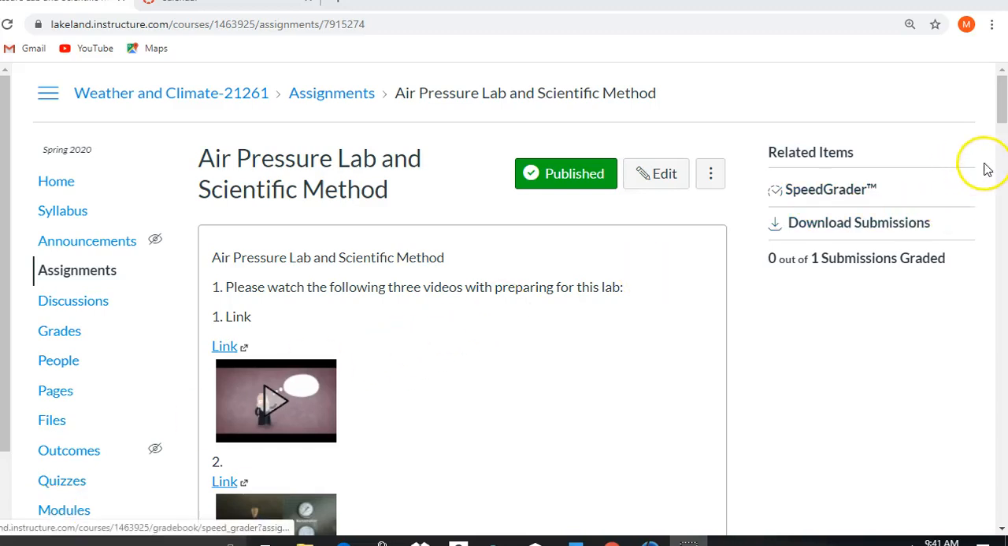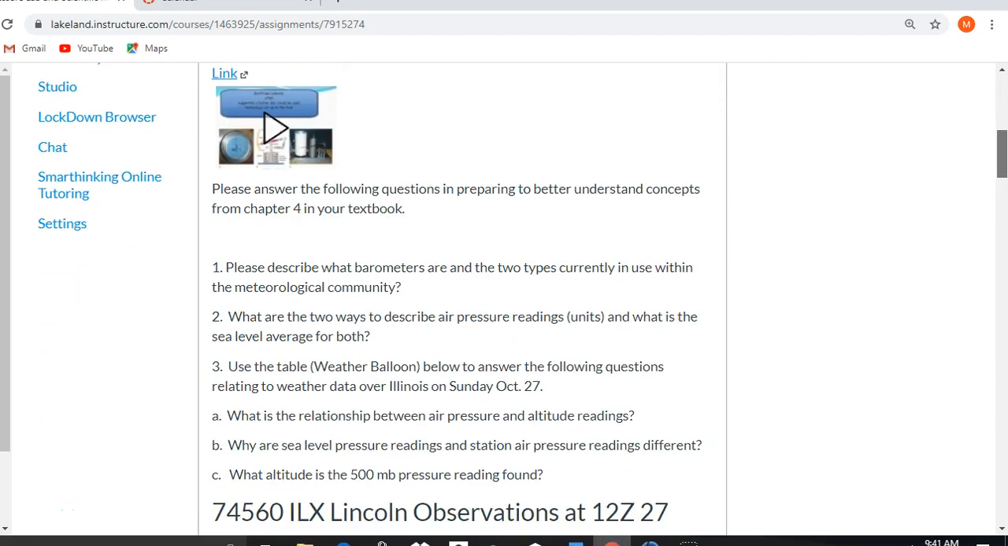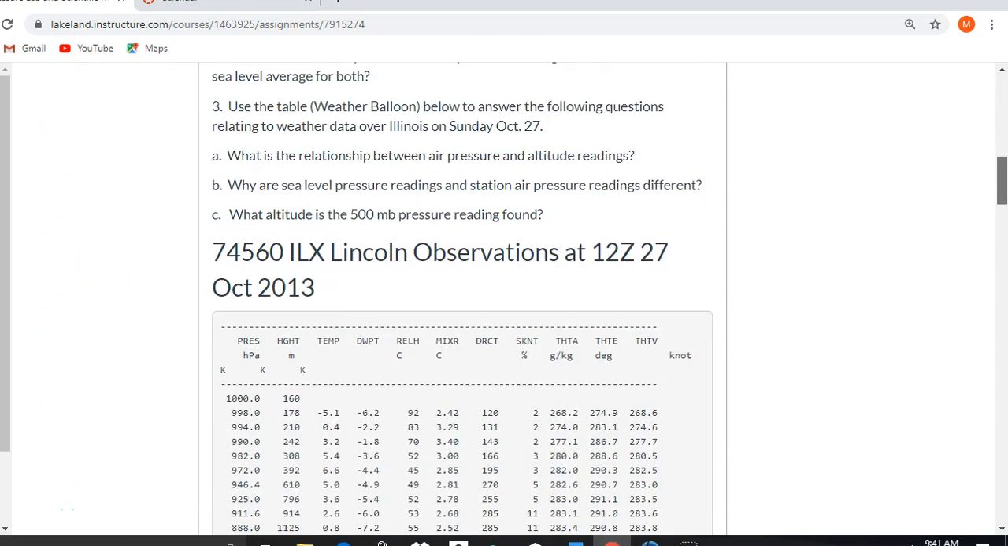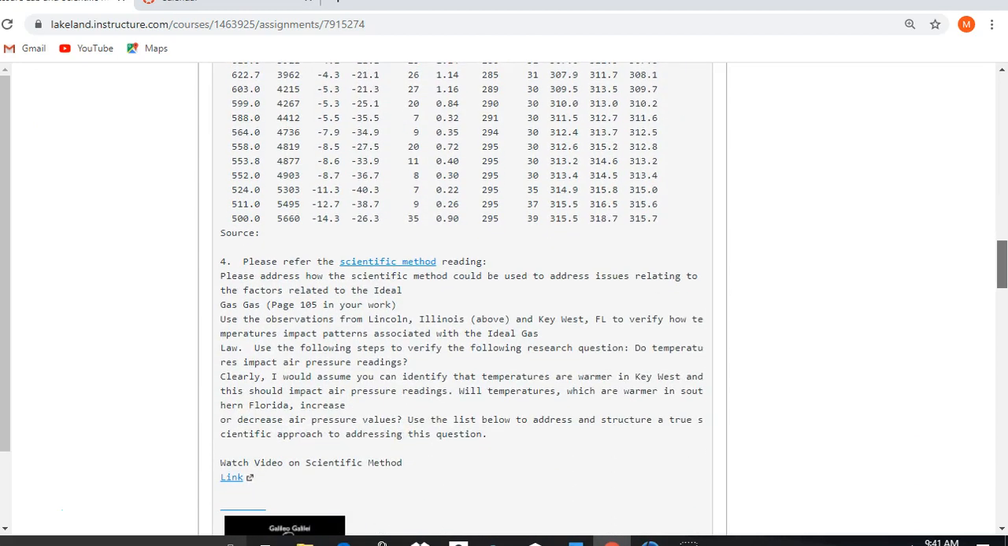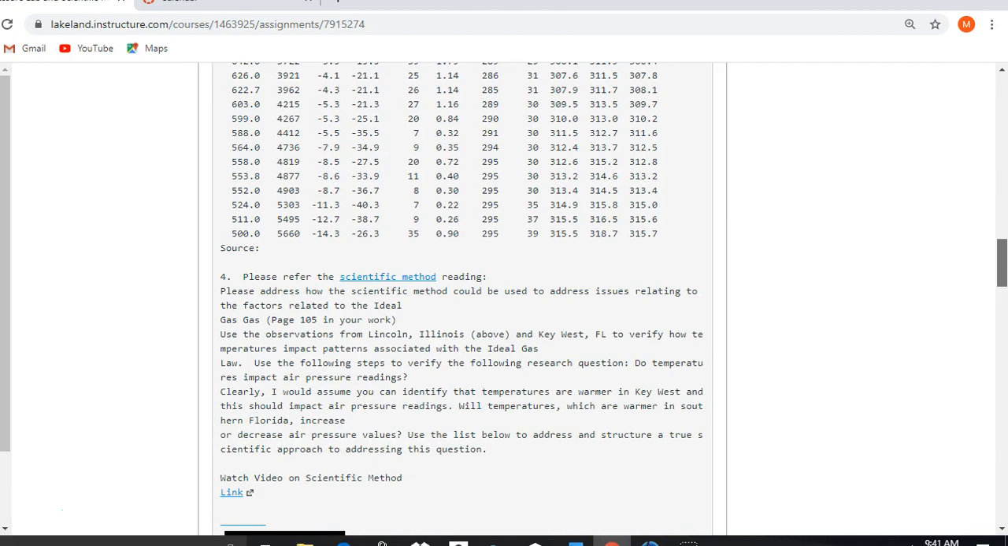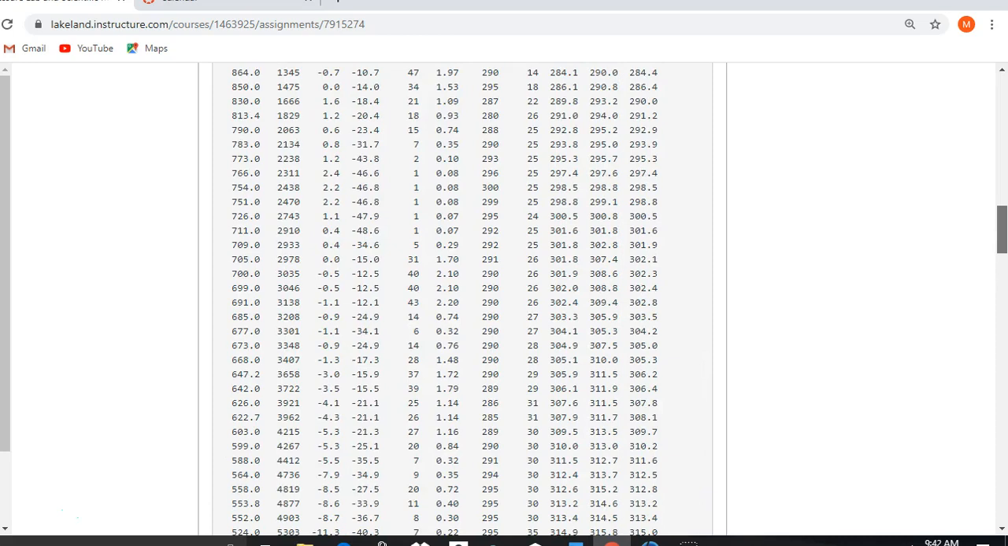Hello, we are on part 2 of the air pressure lab and scientific method. As you recall, we have gone through questions 1, 2, and 3. The most difficult part of the lab, and we'll deal with this in part 2, is question 4, which is on the scientific method and the application of looking at air pressure data from weather balloons to learn how to use the scientific method to actually understand the differences in air pressure and why we have them between two cities, one in Lincoln, Illinois, and one in Key West, Florida.